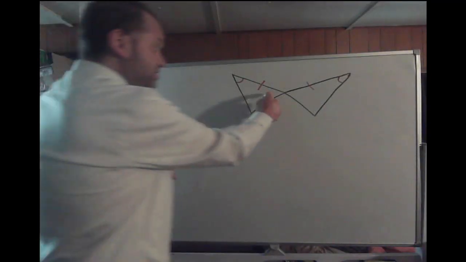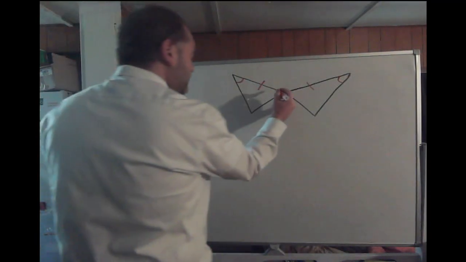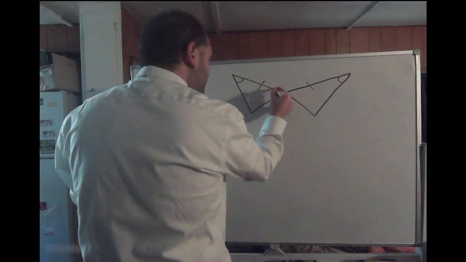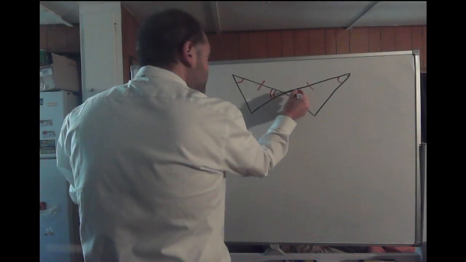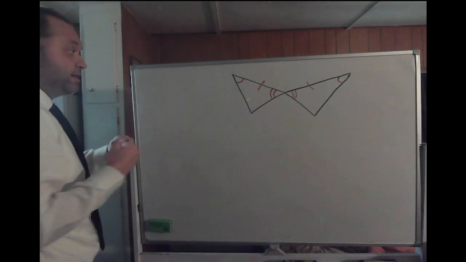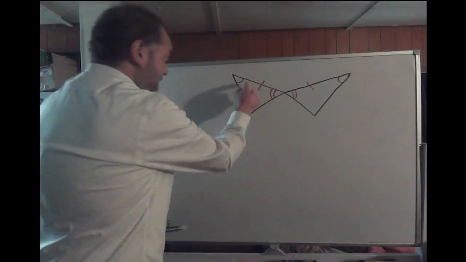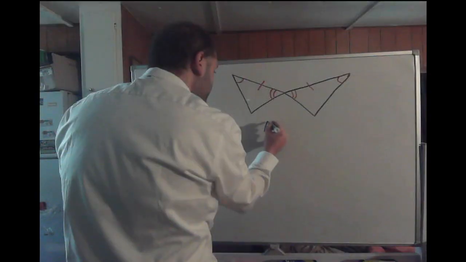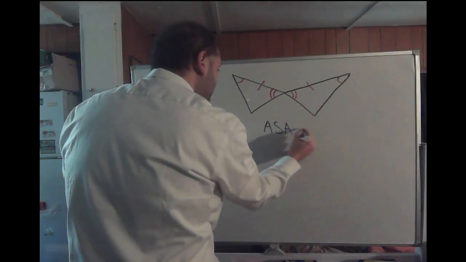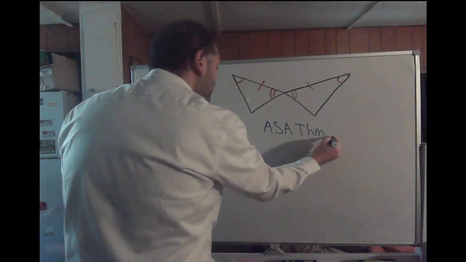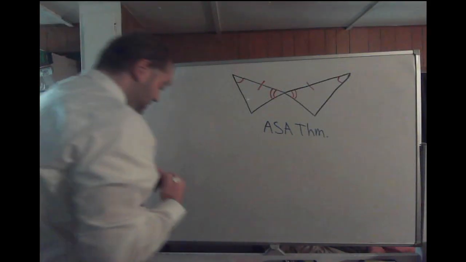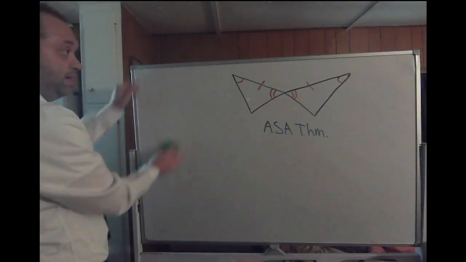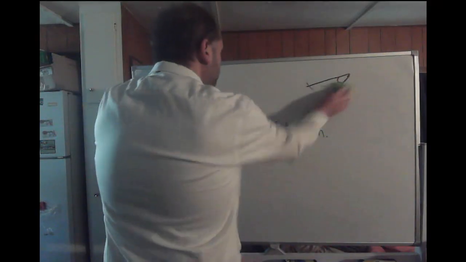Well, aren't these two vertical angles? We know the vertical angles are congruent, right? So now, since we have another pair of congruent angles, we can use angle side angle for each one. So these two triangles are congruent by the angle side angle theorem. So that wasn't too bad. Okay, what do we got next?